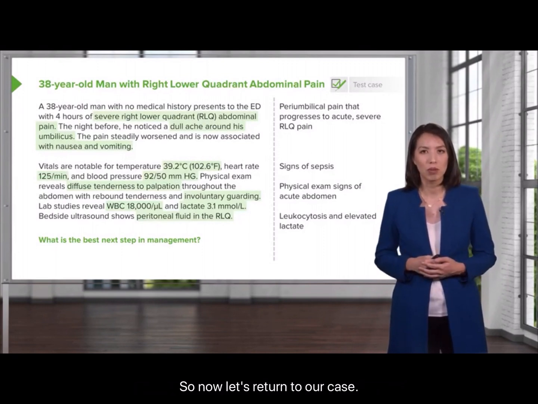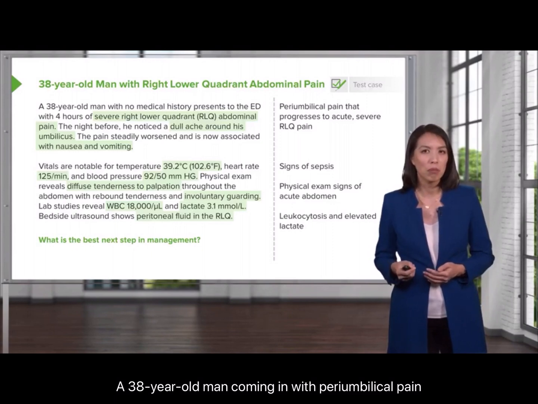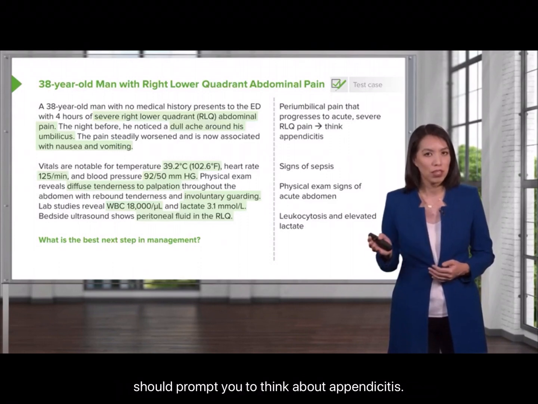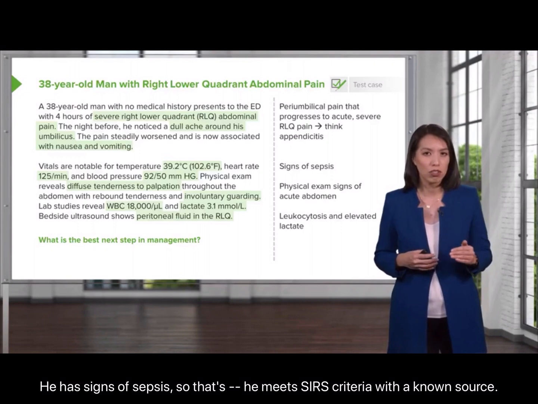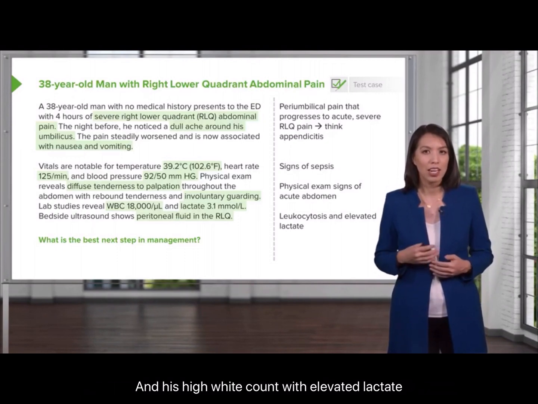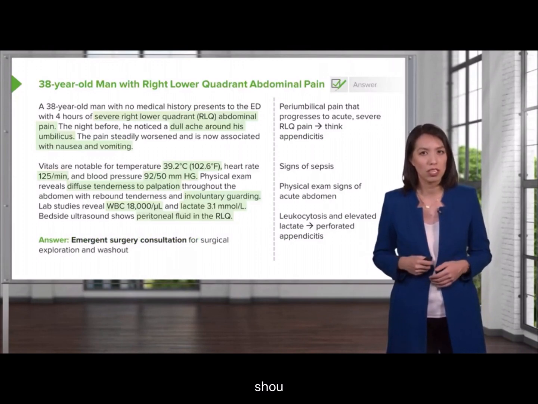So now let's return to our case. A 38-year-old man coming in with periumbilical pain that then progressed to severe right lower quadrant pain should prompt you to think about appendicitis. He has signs of sepsis, so he meets SIRS criteria with a known source. He has physical exam signs concerning for an acute abdomen, and his high white count with elevated lactate should prompt you to think about perforated appendicitis. So the best next step in management would be an emergency surgical consultation for surgical exploration and washout of the abdomen.